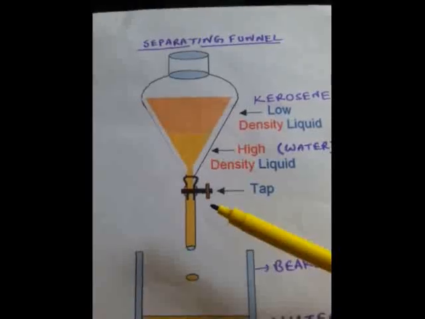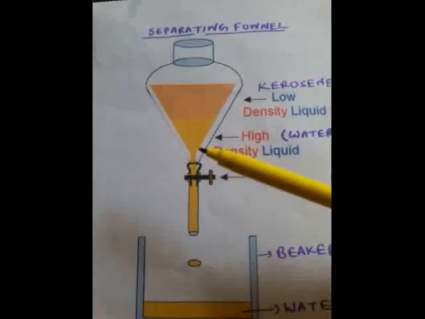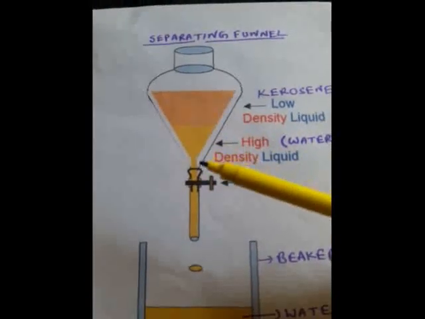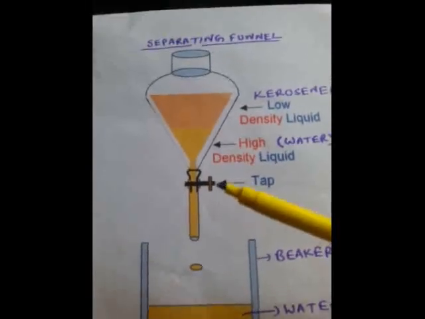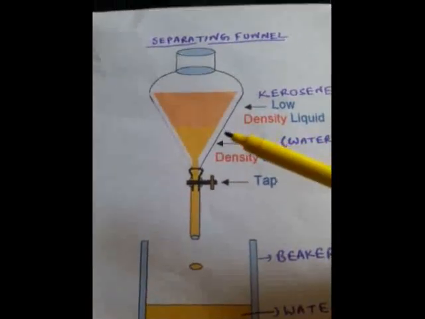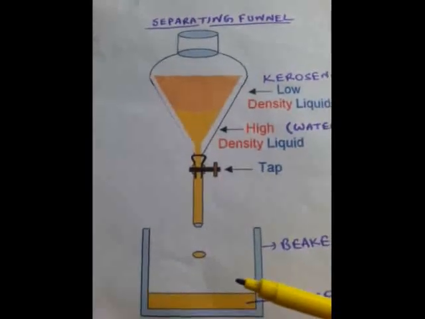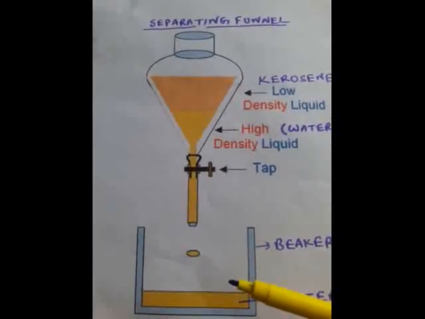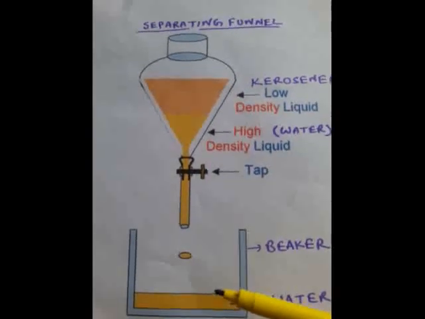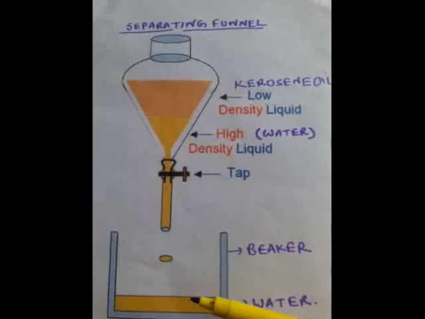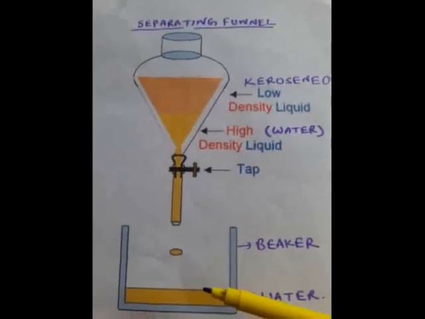I will open the tap, water will come down into the beaker, and as soon as the kerosene oil starts coming near the tap, I will close the tap, and kerosene oil will be left in the separating funnel, and water will be in the beaker. So how are they separated? They are separated by a separating funnel, because the two liquids are immiscible and they have different densities.